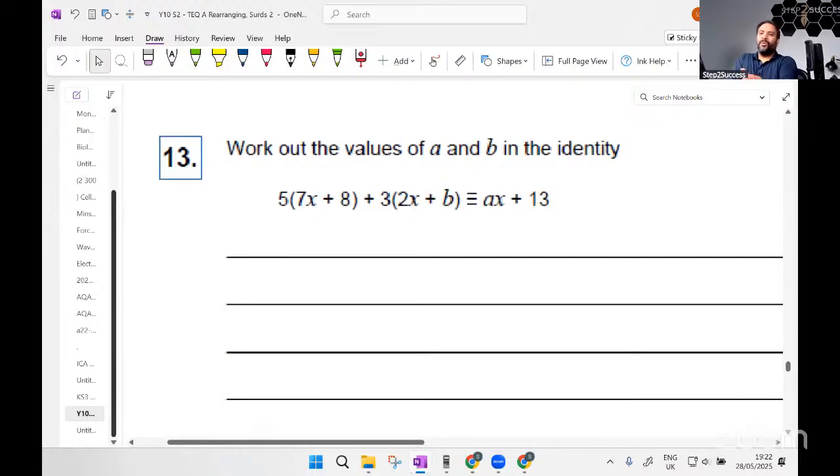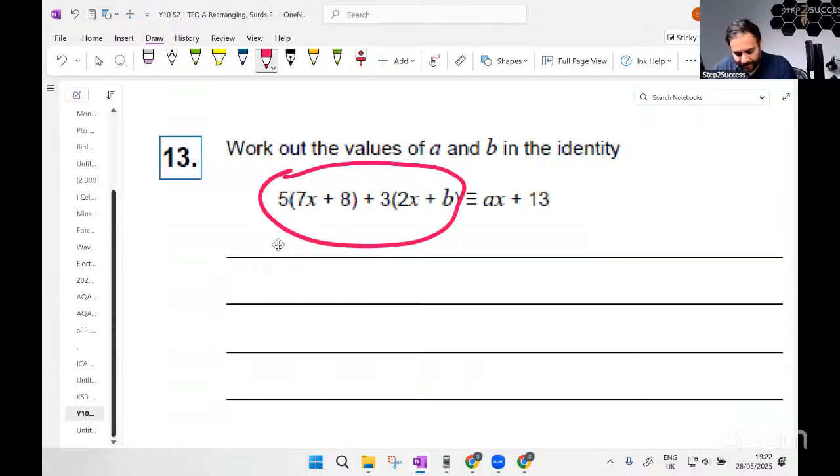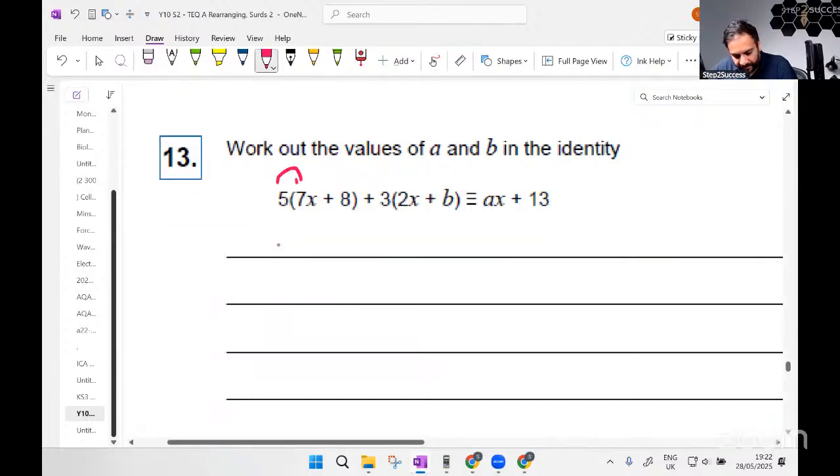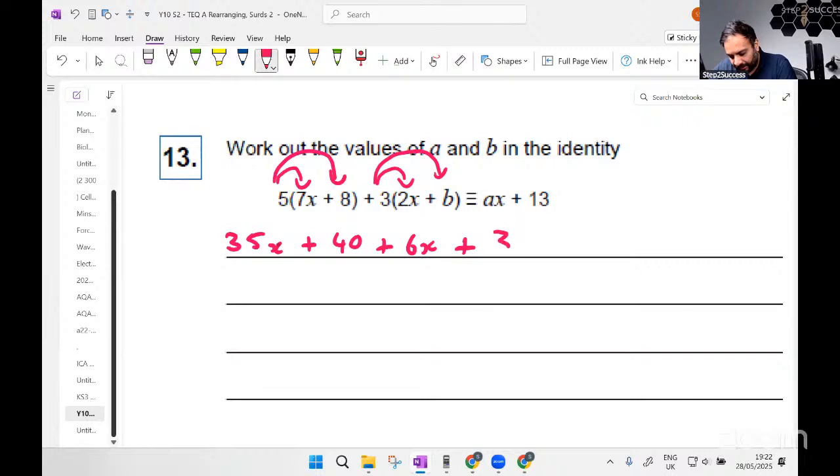Right, question 13. All you need to do in question 13, even though it's phrased very weirdly, is expand the brackets. Okay, so let's expand all of this. What we're going to get: 5 times 7x is 35x. 5 times 8 is 40. 3 times 2x is 6x, and 3 times b is 3b.